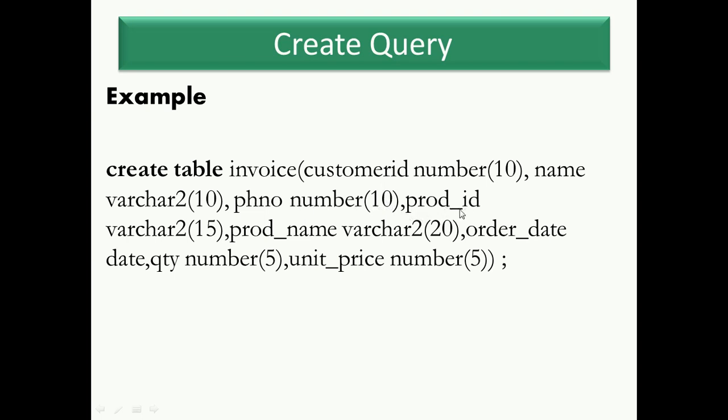Then product ID. Column names should not have spaces, so I have used an underscore here. So product ID, then product name, and for order date, the data type is going to be date. For date, you need not specify a size. It's just date. Then quantity and unit price. So this is a very simple example. I have created an invoice table, with 8 different columns.